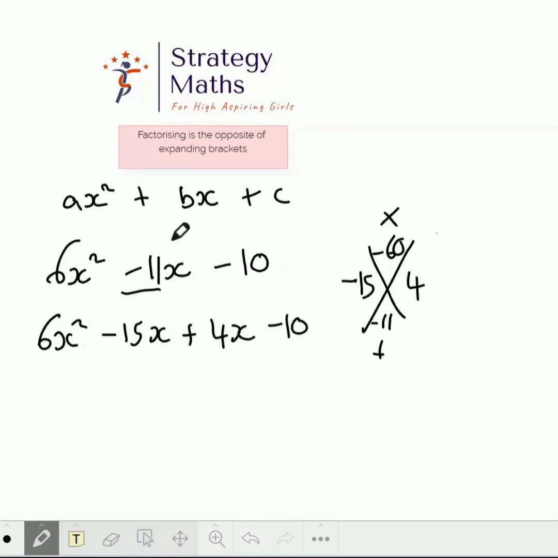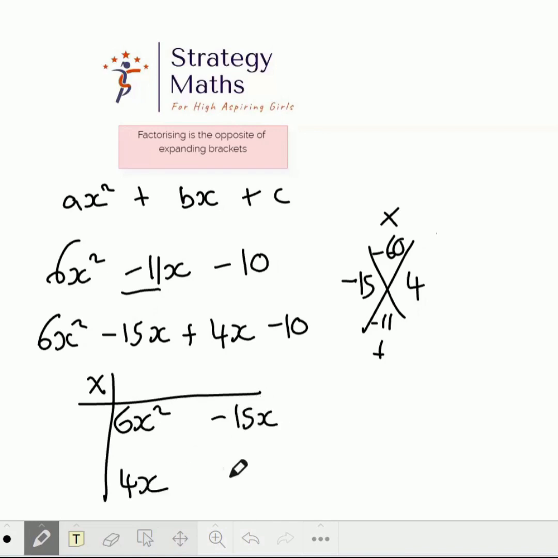Again, this quadratic is the same as the one above. The minus 11x has been split into minus 15x plus 4x. Right, we're ready to record those four terms inside of our grid. So we have a 6x squared, a minus 15x, a 4x, and a minus 10.